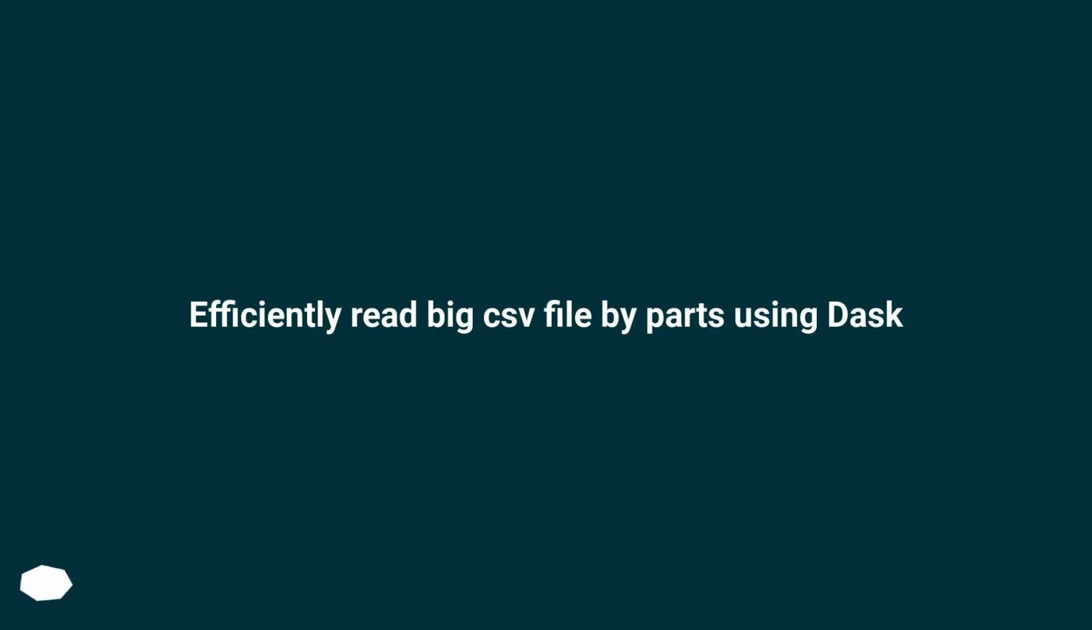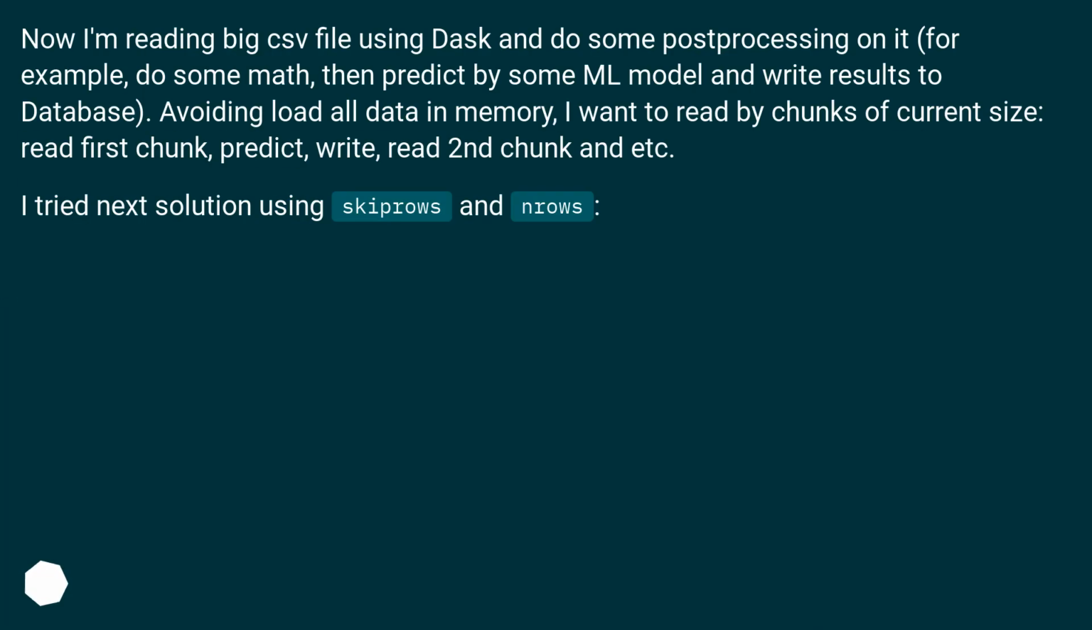Efficiently read big CSV file by parts using Dask. Now I'm reading a big CSV file using Dask and doing some post-processing on it, for example, some math, then predicting with some ML model and writing results to a database.